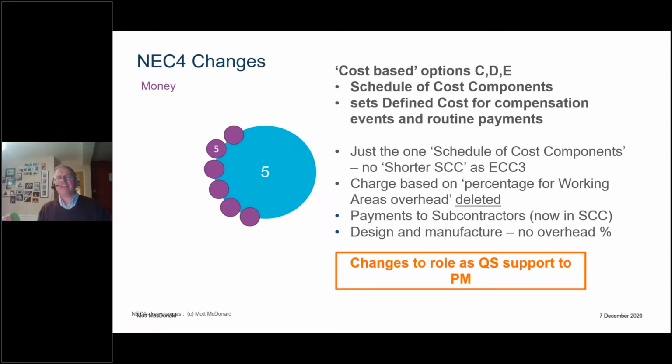So that's actually a big issue if you're, I don't know whether you've got any QSs out there on the call, but this is going to change a lot in your day-to-day working. You need to get your head around these cost-based options.